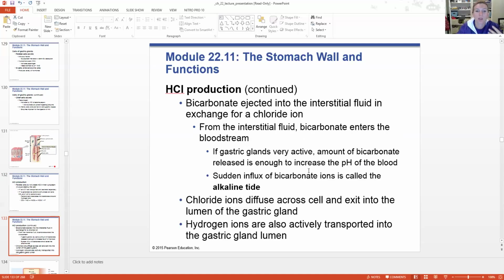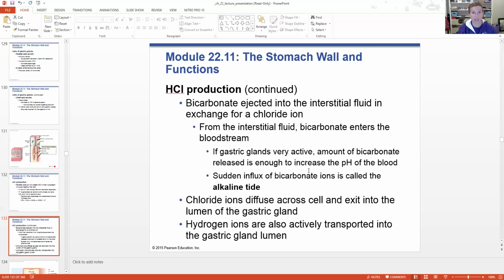And then if the gastric glands are really active, the amount of bicarbonate can actually increase the pH of the blood. And that influx of bicarbonate ions is called an alkaline tide. And that could cause respiratory issues and or issues with your kidneys. Overall, the chloride ions are going to diffuse across that cell membrane, go into the lumen, and combine with the hydrogen ions, which are also actively transported into the lumen.